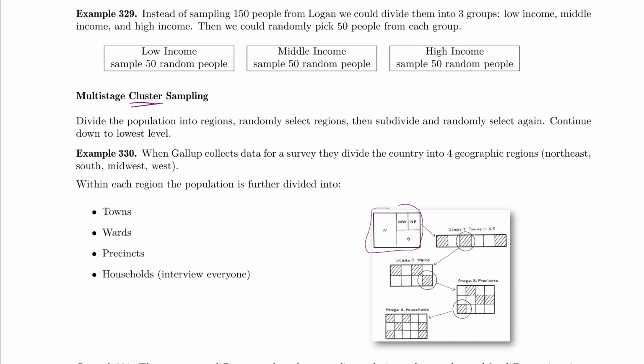Okay. And then after they randomly select the towns, they divide up those towns into what they call wards and randomly select a few wards to sample. Within those wards, they divide them up in precincts and randomly select some precincts. And then within there, they divide up into the households and then randomly select the households. And this specific one that I looked at, they interviewed everyone in the household.